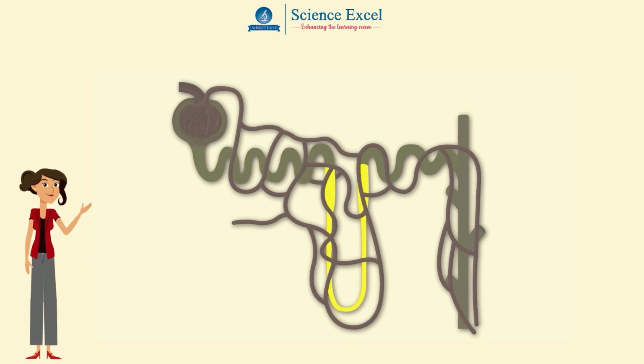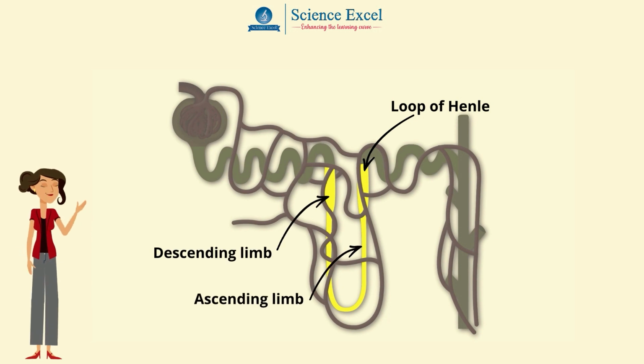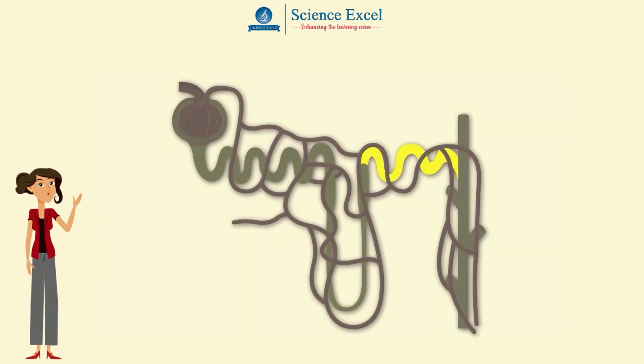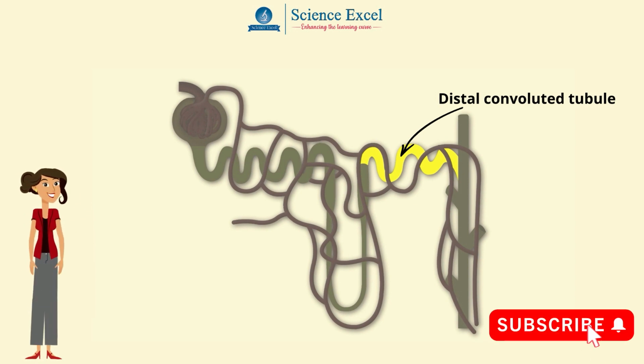The second part is called the loop of Henle. It is a long U-shaped tubule which forms a loop with its descending and ascending limbs. It has a role in the reabsorption of water and sodium chloride, so it balances electrolytes and water in the blood. The third part of the renal tubule is called the distal convoluted tubule, DCT. It plays a key role in the reabsorption of electrolytes as well.